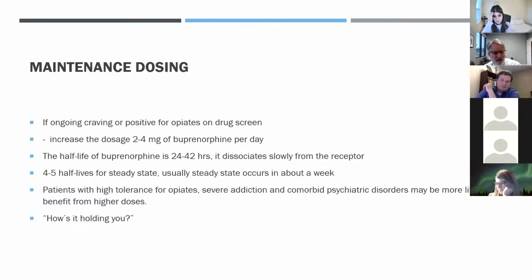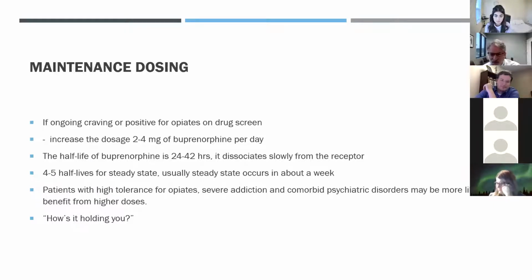And also keep in mind that the half-life of buprenorphine is 24 to 42 hours. The reason it's so prolonged is because it dissociates slowly from the mu opiate receptor. And so it takes 4 to 5 half-lives to get to a steady state. So you're going to have peaks and troughs. We're talking about a week or maybe a little bit more before patients are really at a stable amount experience with the new dose of buprenorphine or Suboxone.